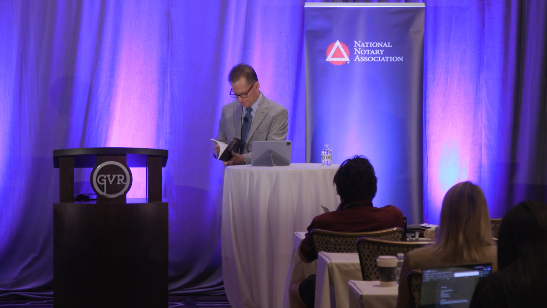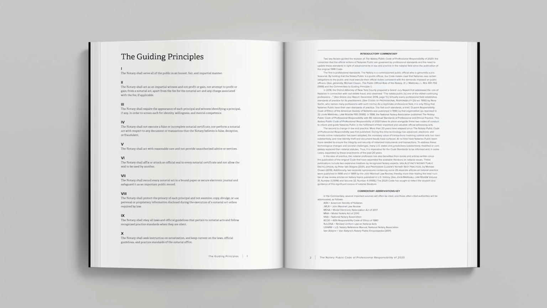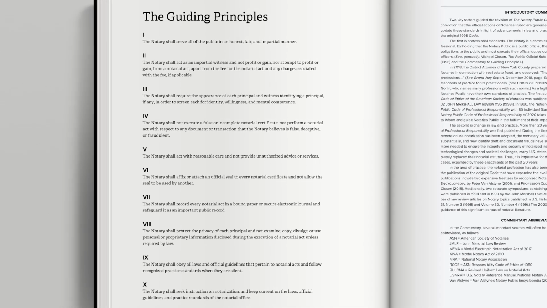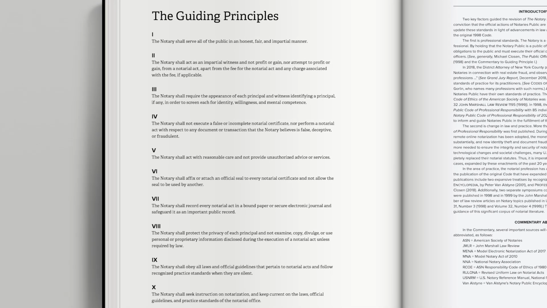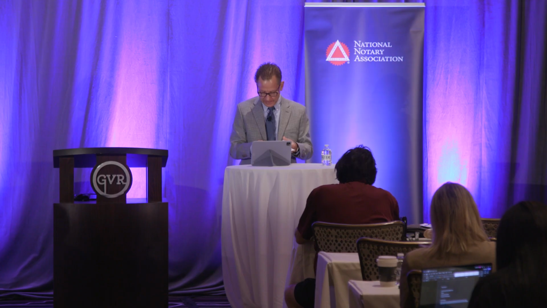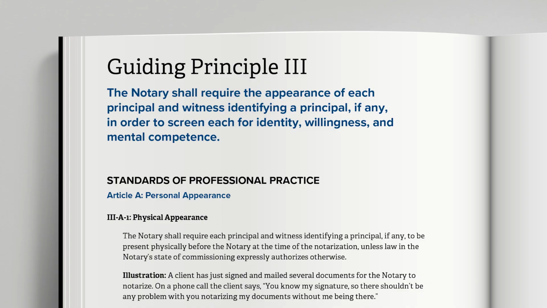Turn to page 1. You'll see there 10 guiding principles. The 10 guiding principles are the highest level principles of responsible conduct for notaries. If you turn on in your book to page 21, that's guiding principle 3. A notary shall require the appearance of each principal and witness identifying the principal, if any, in order to screen each for identity, willingness, and mental competence. So that's one of the 10 guiding principles.